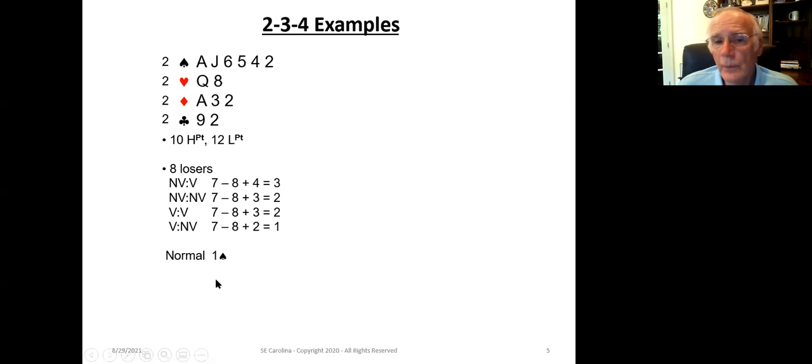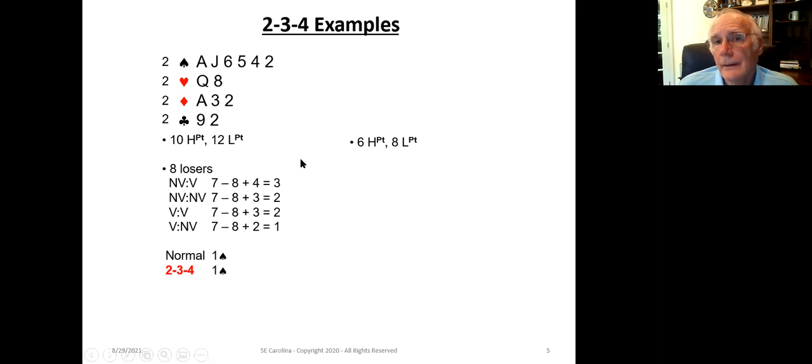Now, under normal considerations, we're going to open this hand 1 spade. We've got 2 quick tricks. You use the rule of 22. We've got 4, 8, 10, and we've got 11, and we've got the combination of the 2 long suits. It says we'd open this 1 spade. With 2, 3, 4, we're going to open this also 1 spade.